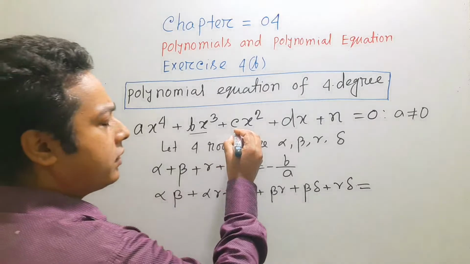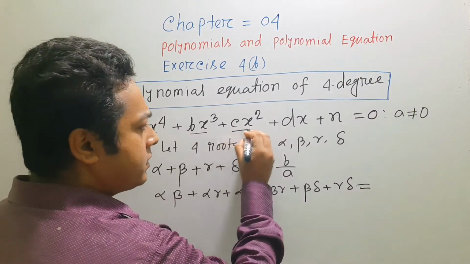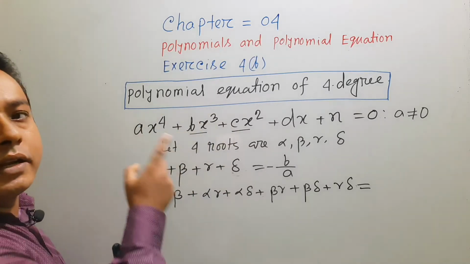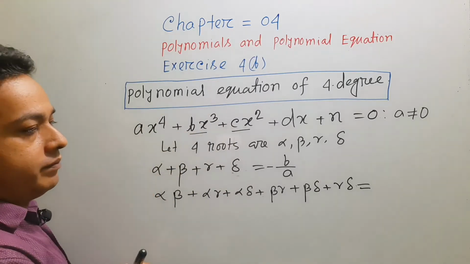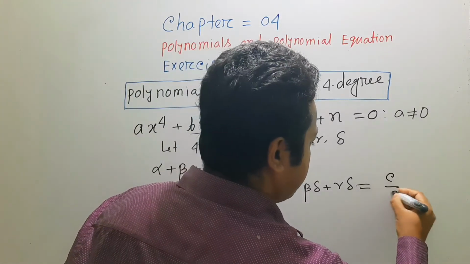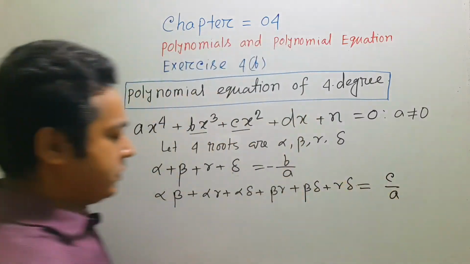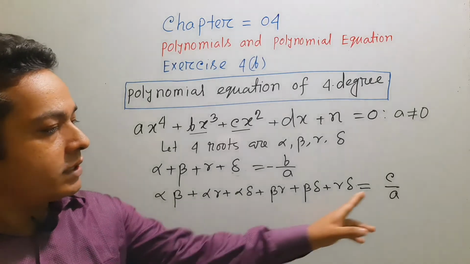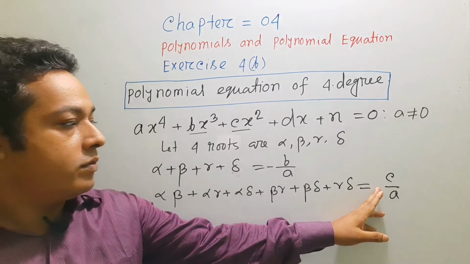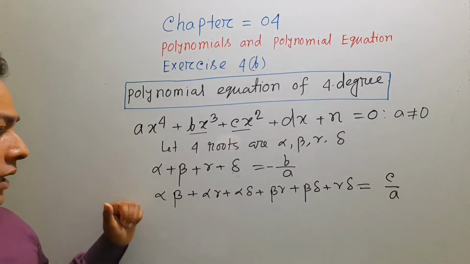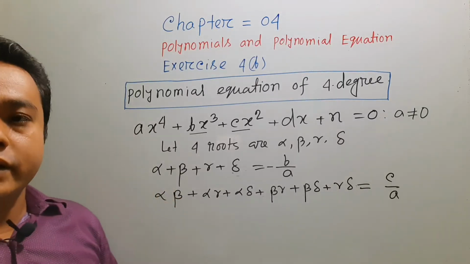Now the next term: the coefficient of this term is c, and it is always divided by the coefficient of the first term. This is our rule. So c divided by a. But what will be the sign? Here the number of roots taken is 2. So 2 is an even number, and the sign will be positive. Now taking 1 root and taking 2 roots are done, and now taking 3 roots.